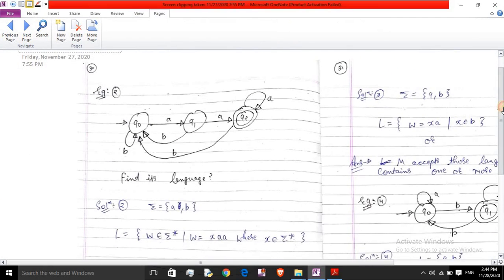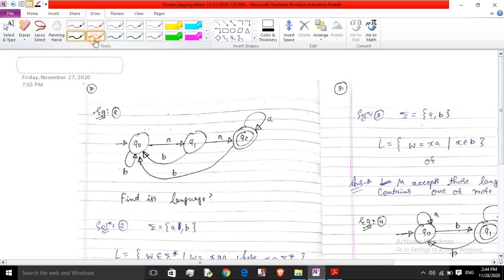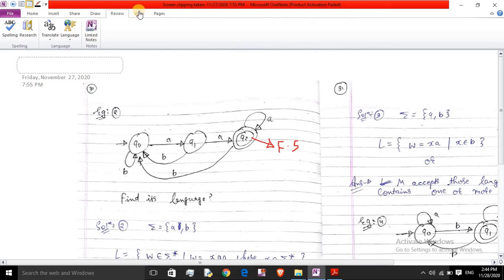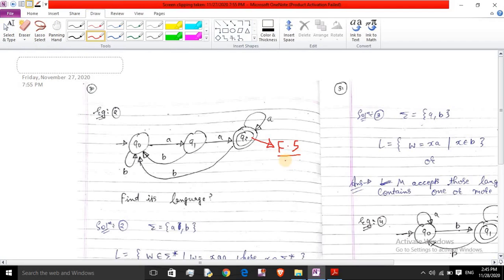Okay. Now look at this example. This is the second example. Let me change the pen color. Now look at this example. We have to find its language. So how are we going to find it out? First we will look at the simple transition which will get us to the final state. This is the final state for this machine.